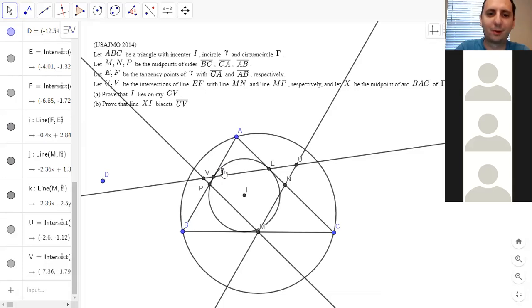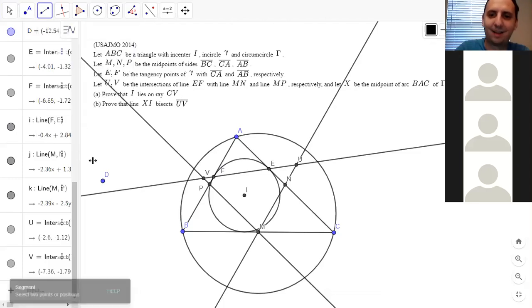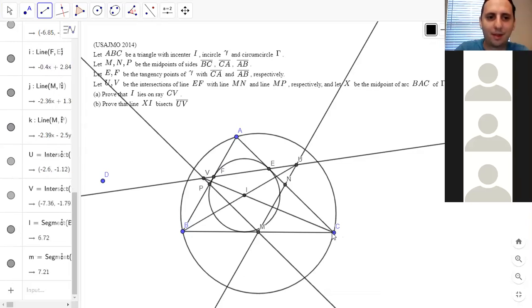Oh, so the first part says prove that I lies on CD. So yeah, that's by the Iran lemma, right? I forget the exact proof, but I know I've seen it. Yeah, my brain just doesn't work the way it used to, but we want to show that XI, so X is the midpoint of arc BAC.